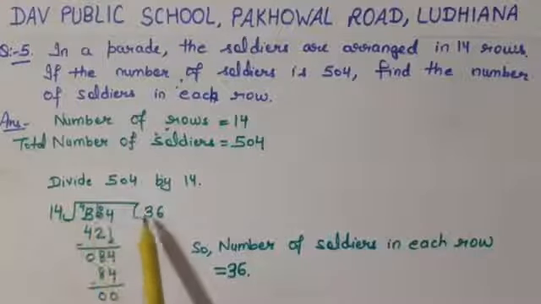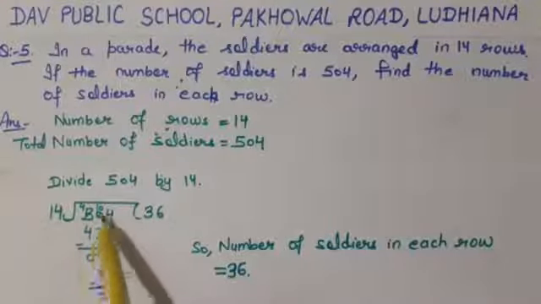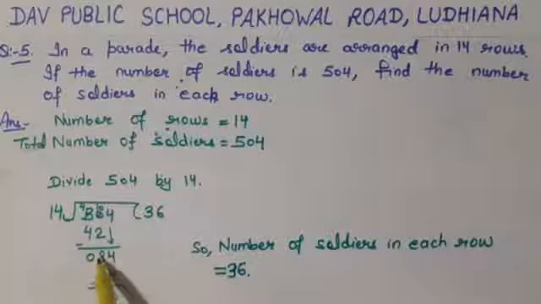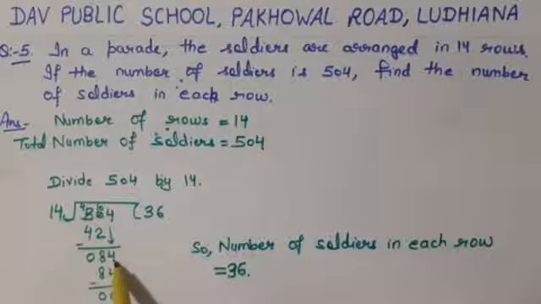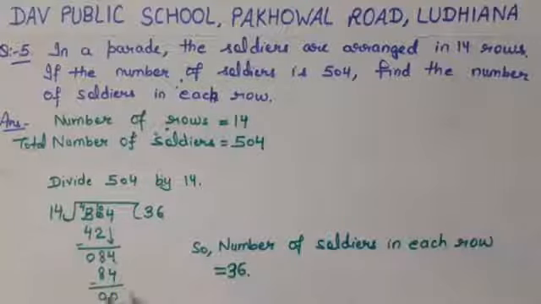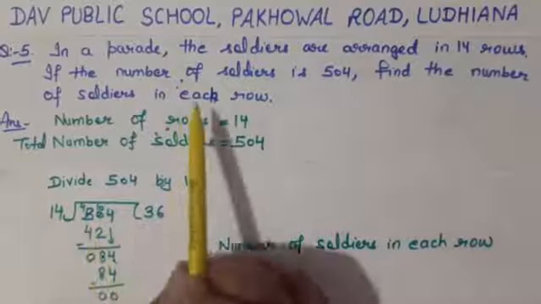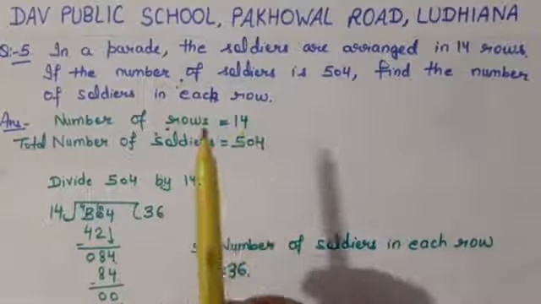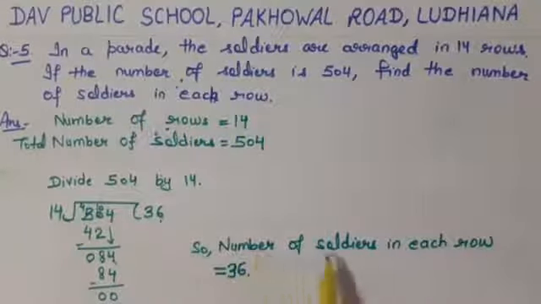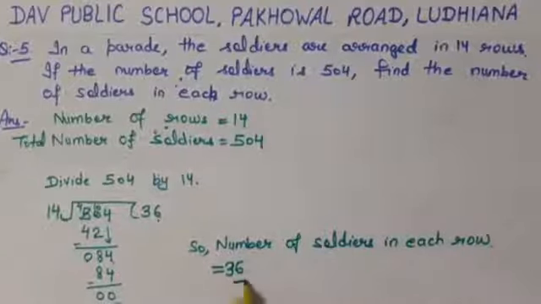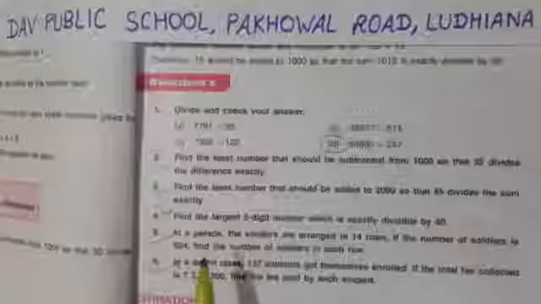First, 14 3s are 42, and 50 minus 42 is 8, right? And we will take 4 down, it will be 84, and 14 6s are 84. Now we subtract, it will be 0. So 0 is the remainder, it is exactly divisible. So we have divided the soldiers among the 14 rows, and the number of soldiers in each row is 36. That is our answer.